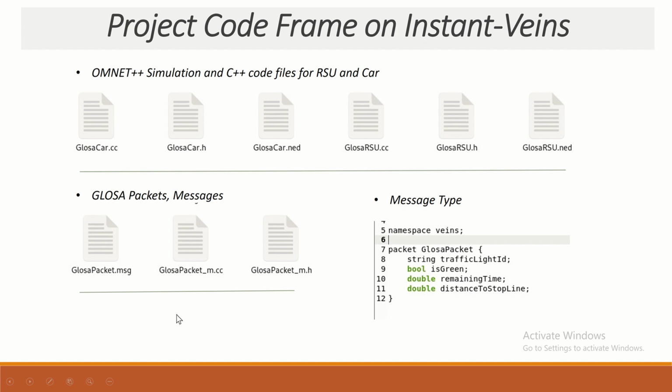Crucially, these packets contain information like the traffic light ID, its current state, green or red, the remaining time for the current phase, and the distance to the stop line from the vehicle. This data is essential for the vehicle to make well-informed decisions and is very crucial for the GLOSA implementation.